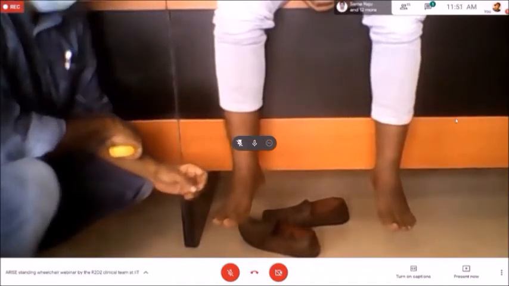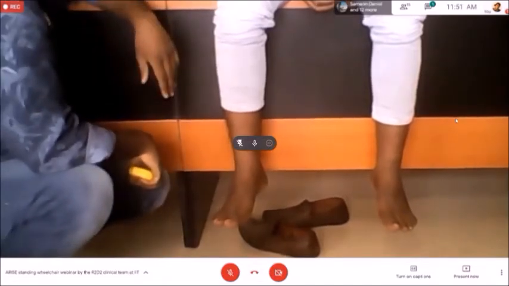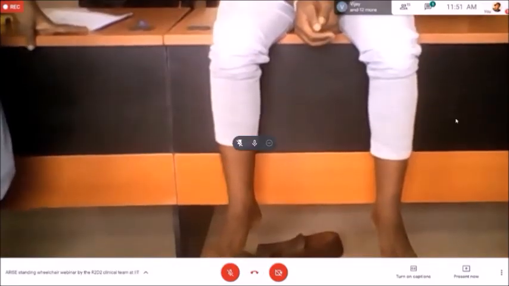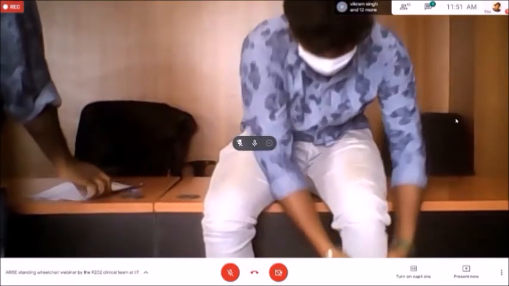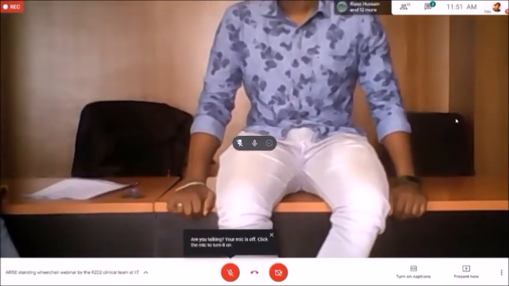And then we go to the next assessment, which is the muscle tone. We are going to use a modified Ashworth scale. We'll just check one for the upper limb. We are going to measure for the shoulder, the elbow, forearm, and wrist. And for the lower limb, it will be for the hip, knee, and ankle. So we'll check with the shoulder first.